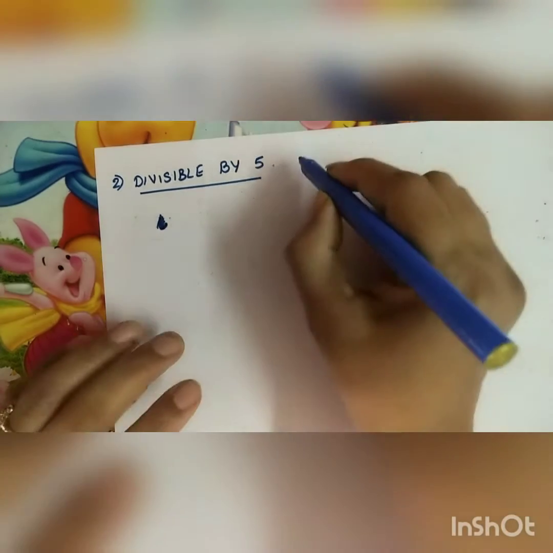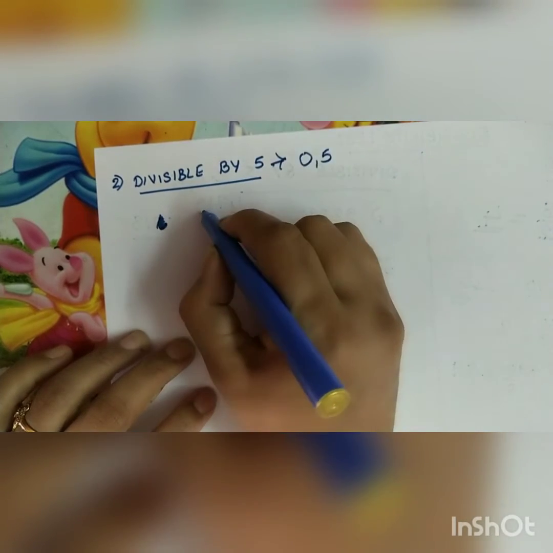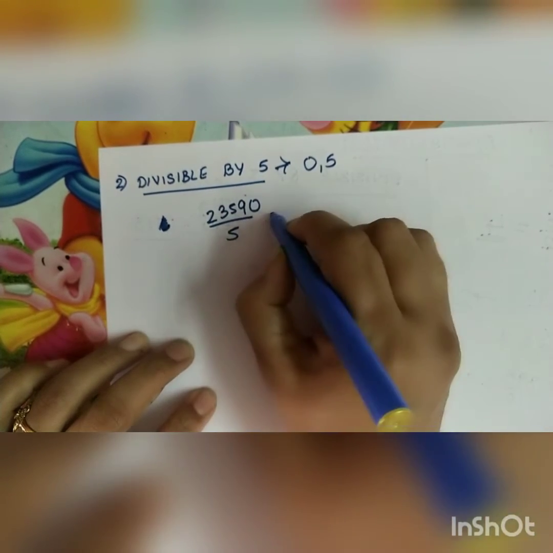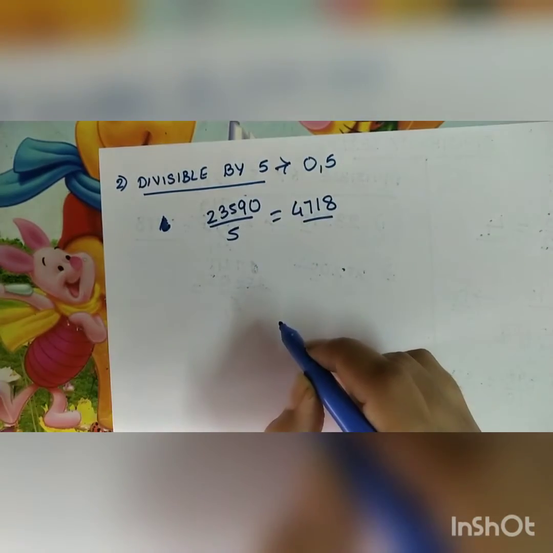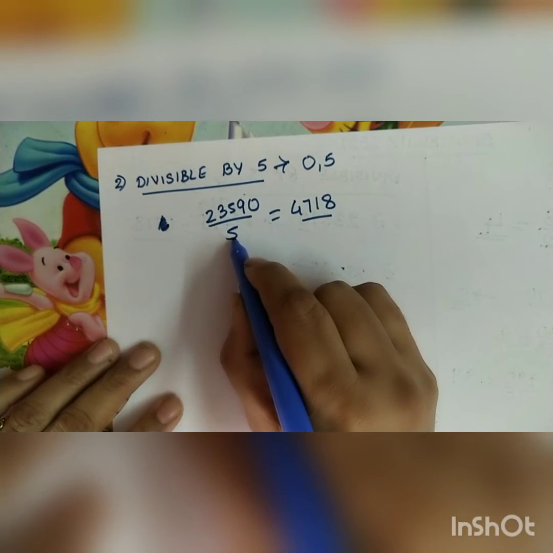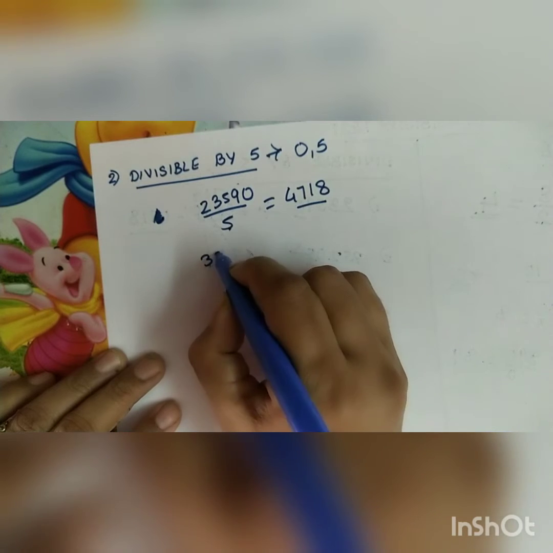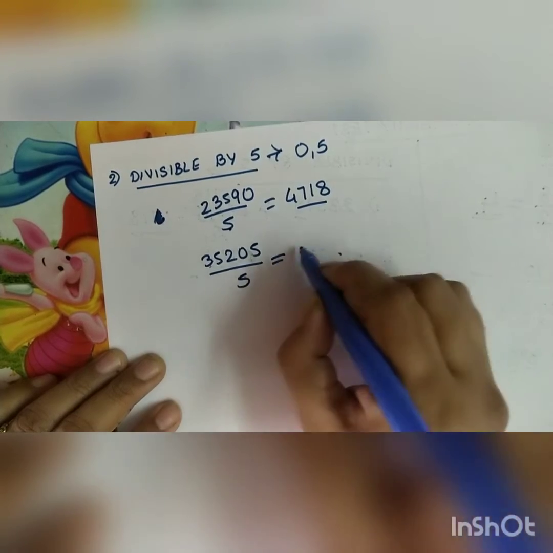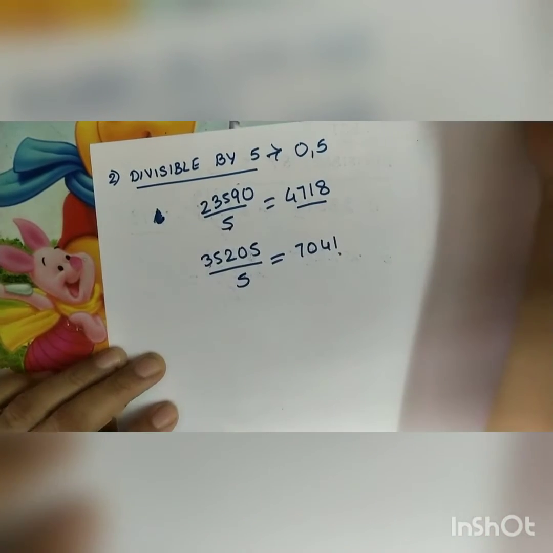The next easy divisibility test is for the divisor 5. Here the rule says that the number should end with 0 or 5. Let's consider this example, 23590, and when I divide it by 5, I get the answer 4718. This is a whole number, so we can say that the number is divisible by 5 with remainder 0. Let's consider another example, 35205. Here the number ends with 5, and if I divide it by 5, I get the answer 7041. So these two numbers are examples which are divisible by 5.